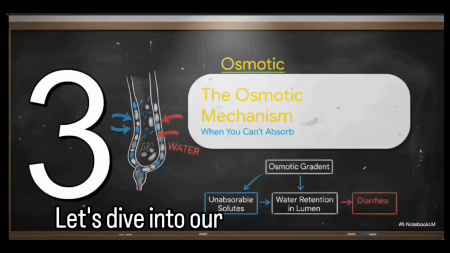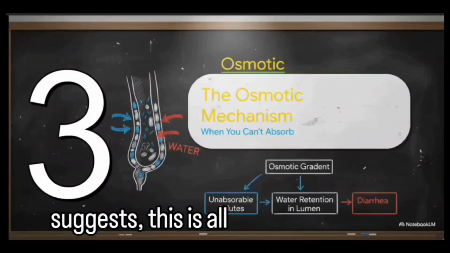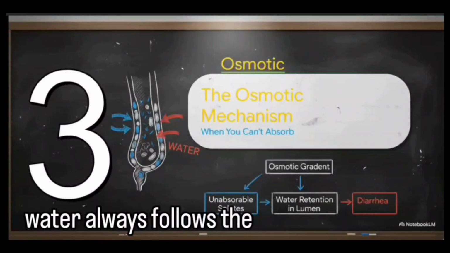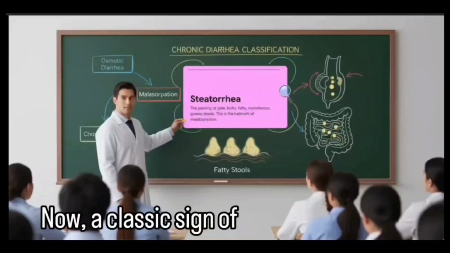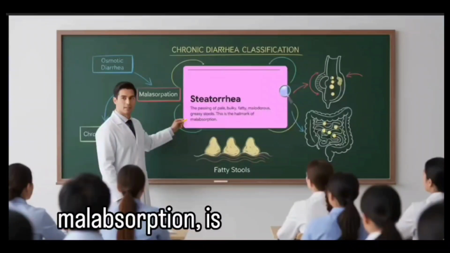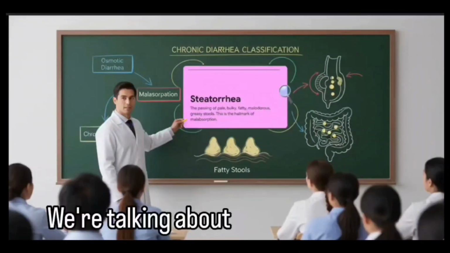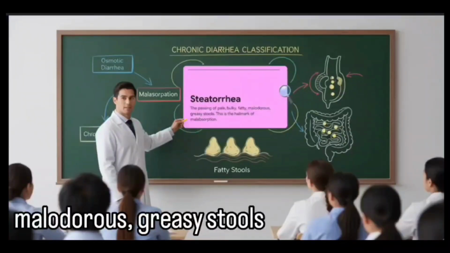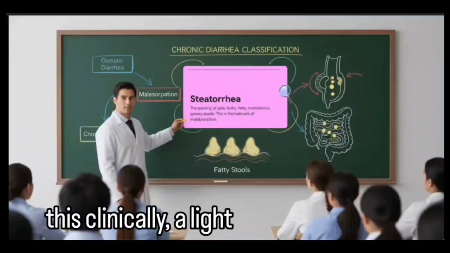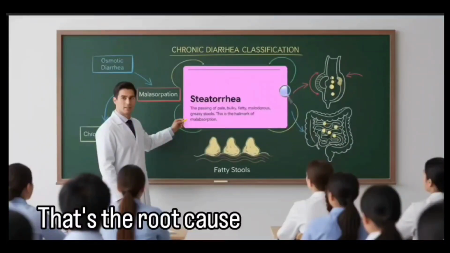All right then, let's dive into our first major mechanism, osmotic diarrhea. And just like the name suggests, this is all about that basic principle of osmosis that you learned back in school, where water always follows the solutes. Now, a classic sign of osmotic diarrhea, especially when it's caused by fat malabsorption, is something called steatorrhea. The definition here describes it perfectly. We're talking about pale, bulky, fatty, malodorous, greasy stools. It's a very distinct picture, and when you see this clinically, a light bulb should go off in your head. You should immediately think malabsorption. That's the root cause here.